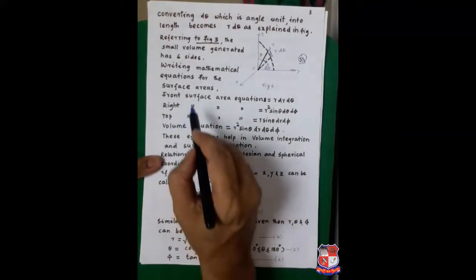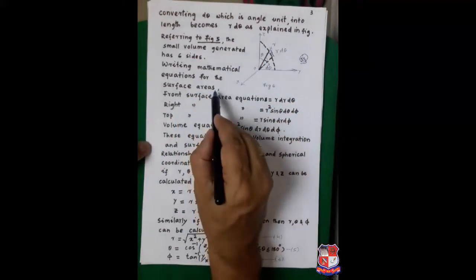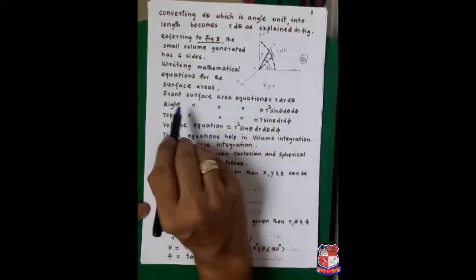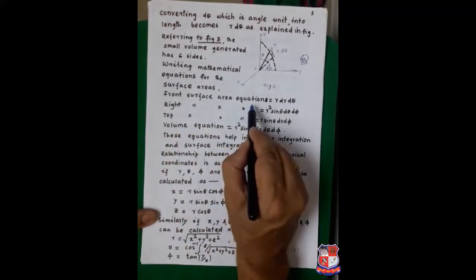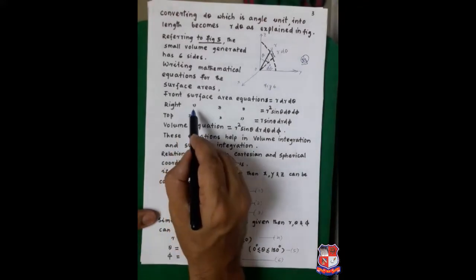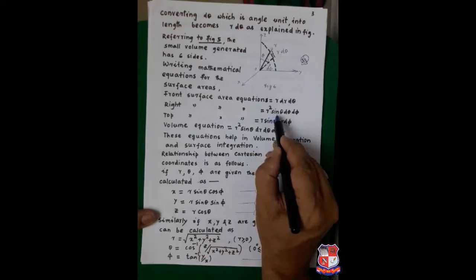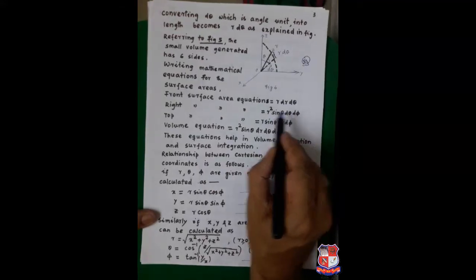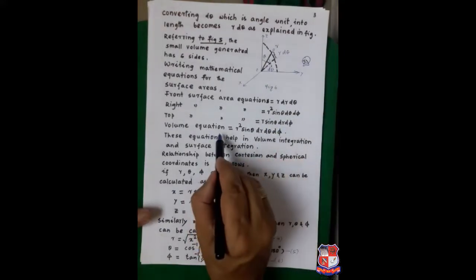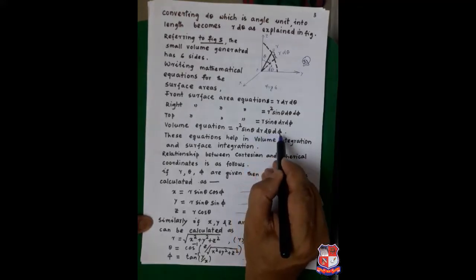Now the volume which we have already generated has 6 sides. Writing the mathematical equation for the surface areas, referring to figure 5, the front surface area will be r dr d theta. The right side surface, which is visible, will be r square sin theta d theta into d phi. The top surface will be r sin theta dr d phi, and the volume equation will be r square sin theta into dr into d theta into d phi.